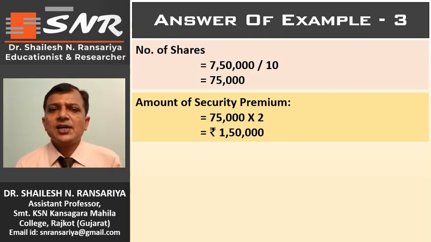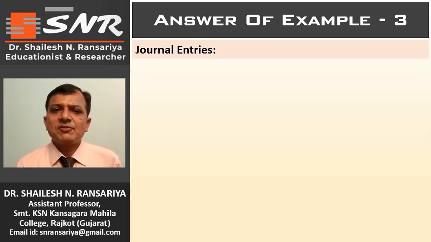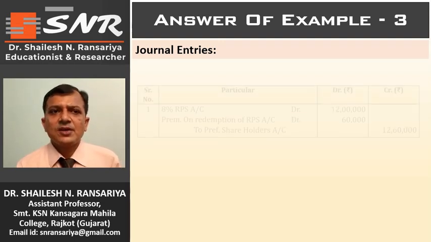Now the calculations are over, so we can pass the journal entries in the books of the company. Normally when preference shares are partly paid up, we require to pass 2 entries for the share call. But in this example, preference shares are fully paid up, so the first 2 entries regarding share call are not required. So directly we can pass the entry for RPS.